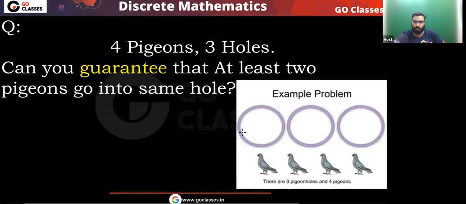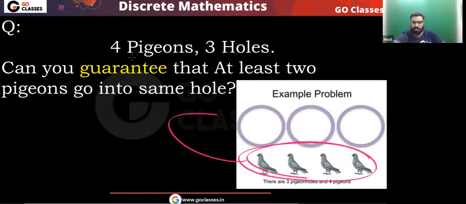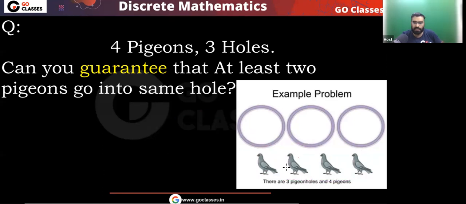Whatever you do, because these are the 4 friends going to a hotel where there are 3 rooms, at least 2 people have to share a room. For example, maybe this person goes here, this person goes here, this person goes here. Now where will the 4th person go? At least 2 pigeons have to share a room. Agree?